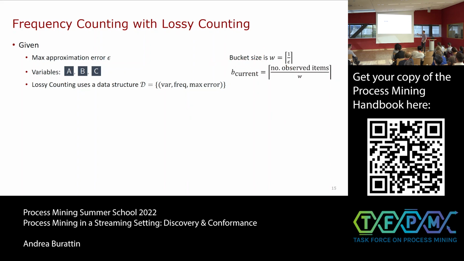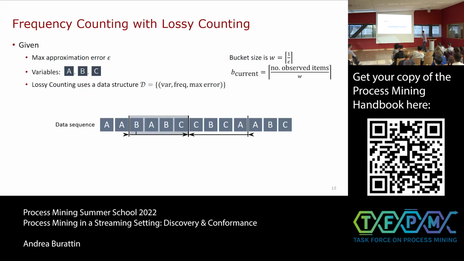We will see in a second what that is, which is derived from the epsilon, from the error, and the ID, the number of the current bucket, which comes from the number of observed items over the size of the bucket. So we have our stream here, and these are the IDs of the buckets. Right now we're in the bucket with value B current, and the next one will be B current plus 1.